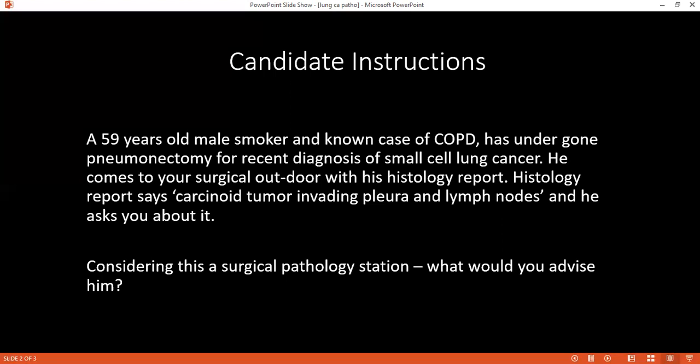Yes. So it says carcinoid tumor invading pleura and lymph nodes. So what would you suggest to the patient? What advice would you give? What would be your next step of management, in other words? Invading the pleura and lymph node that is aggressive, so the patient will need radiotherapy and chemotherapy. Okay, you'll discuss with them deeply, and then you'll take the next step.